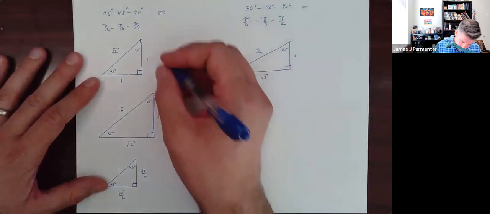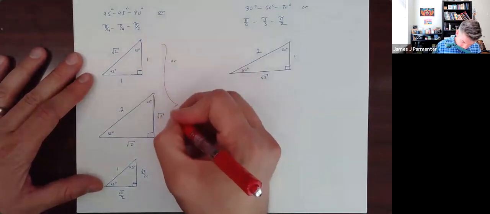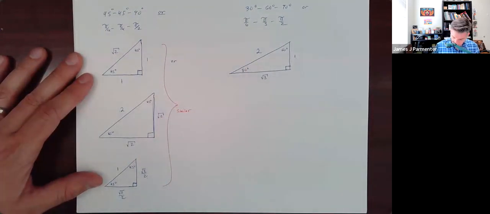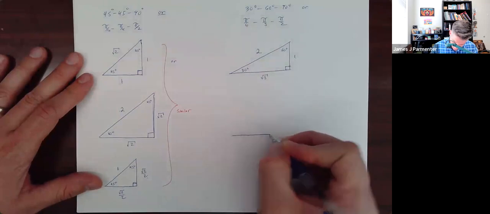So these triangles are similar. In fact, let me write that over here. These are all similar triangles. And this triangle I'm about to draw is just going to be half the size of this one, proportionally.